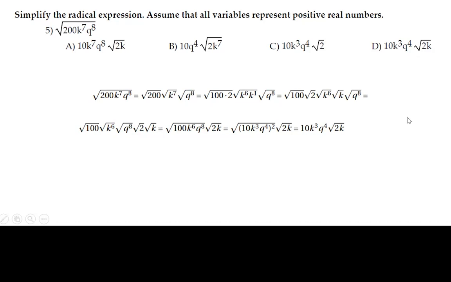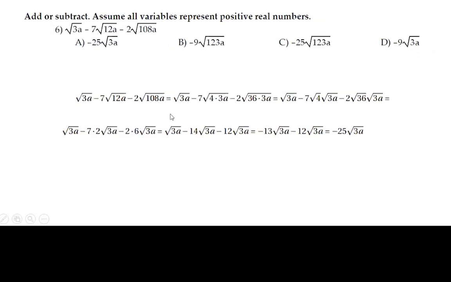Number 6. Add or subtract. Once again, we're assuming all variables represent positive real numbers, no absolute value. We have radical 3a minus 7 radical 12a minus 2 radical 108a. In order to subtract these terms, we need to get like radicals.